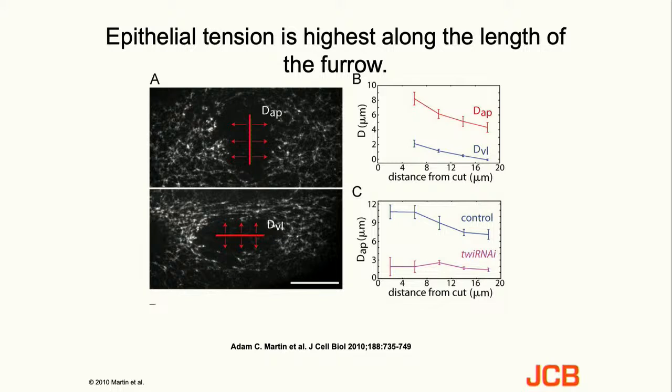And what you see over here very clearly is that the displacement of this tissue is way more in the anteroposterior axis cut, right? So in this cut. So this already tells you that this is the one along the length of the furrow where there is a force which is acting in this particular tissue.